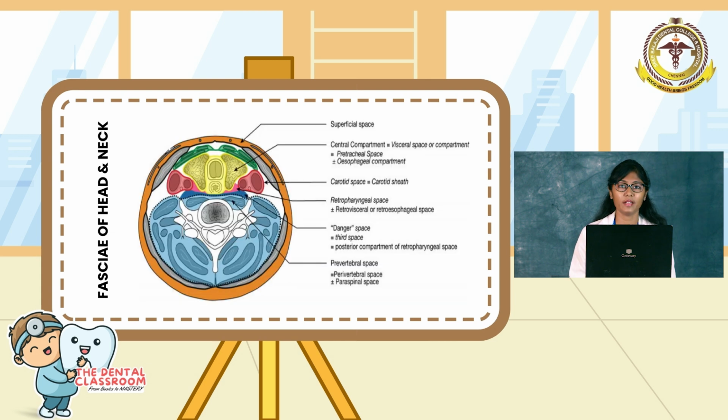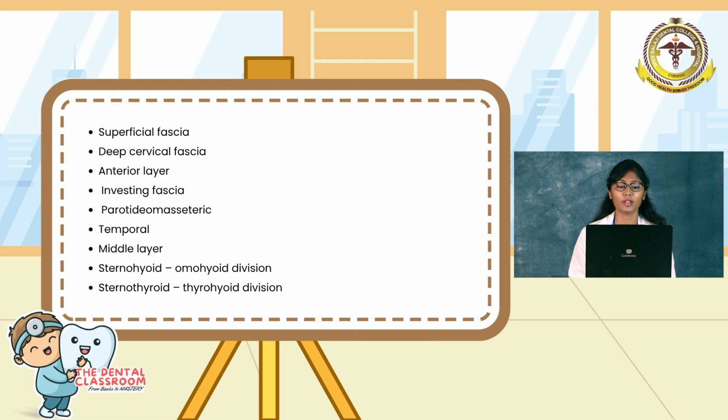The fascia of the head and neck are broadly classified into two main types, superficial fascia and deep cervical fascia. Superficial fascia is a loose connective tissue layer that contains fat, superficial veins, cutaneous nerves and muscles of facial expression. Deep cervical fascia is further divided into three layers: anterior, middle and posterior.